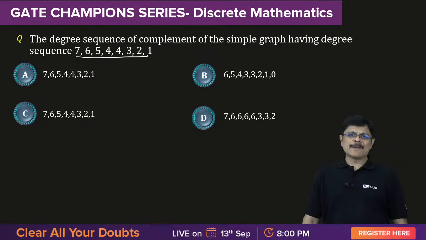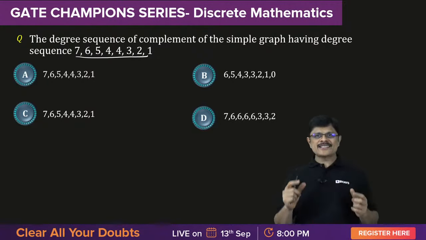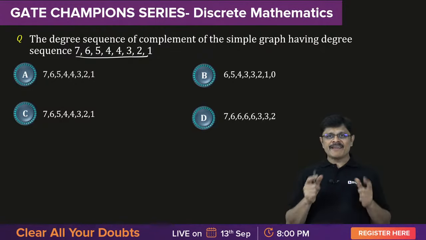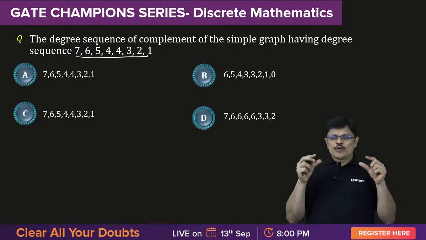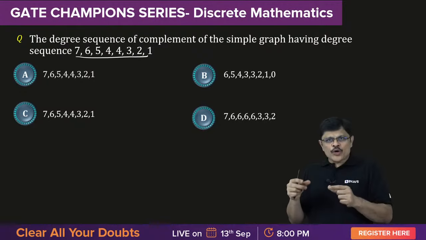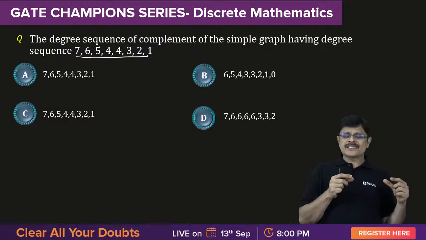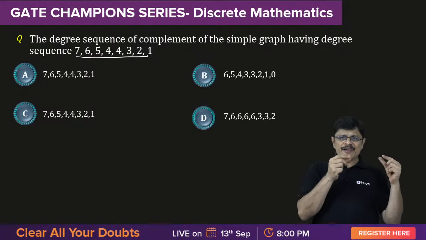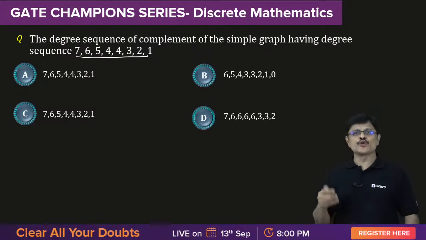See, the complement is obtained like this: it will have the same vertices as the original graph, and two vertices are adjacent in the complement if and only if they are not adjacent in the original graph. If two vertices have an edge between them in the original graph, in the complement graph you will not find any edge. If two vertices are non-adjacent, in the complement you will find an edge between those two vertices.